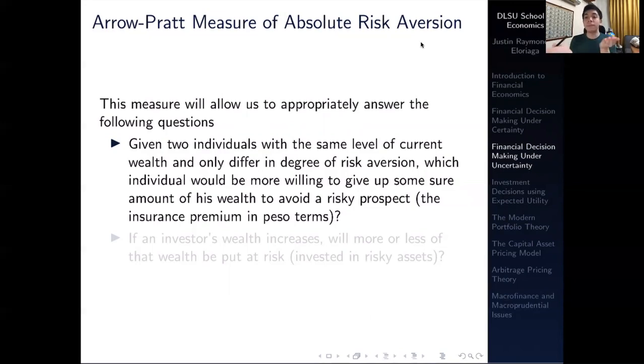In essence, who would be willing to pay more for insurance between these two? Assuming they have the same level of wealth, who would be willing to pay more for insurance? And that decision of who's willing to pay more is essentially determined by their degree of risk aversion.